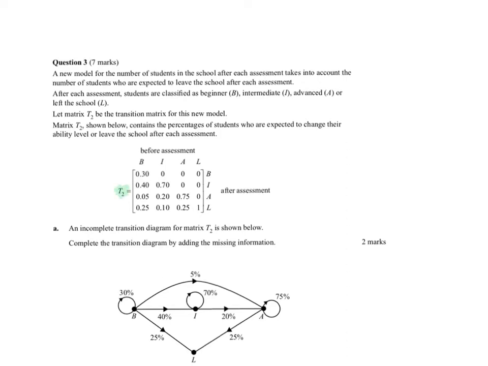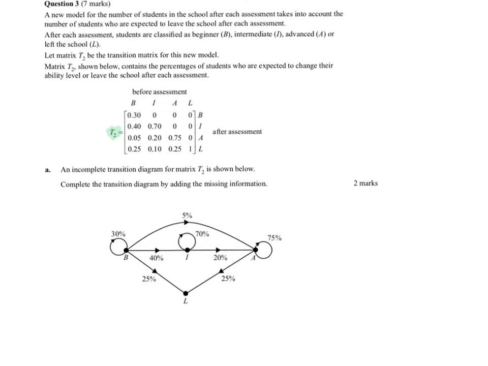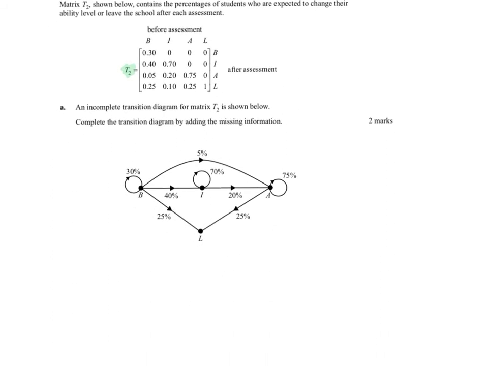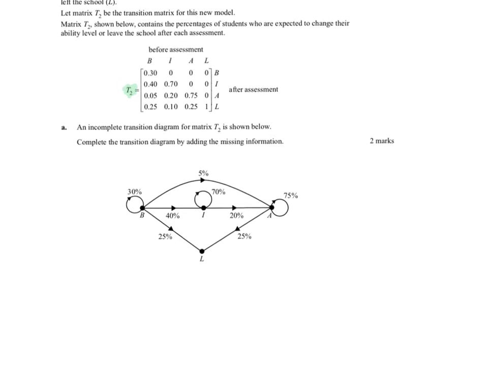Okay, so we've now got students who potentially have left the school. All right. Question A, an incomplete transition diagram for matrix T2 is shown below. Complete the transition diagram by adding the missing information.